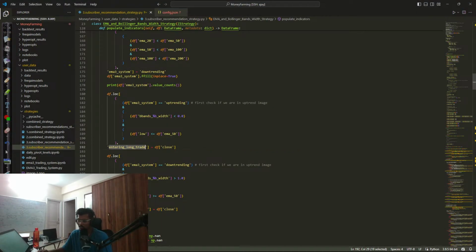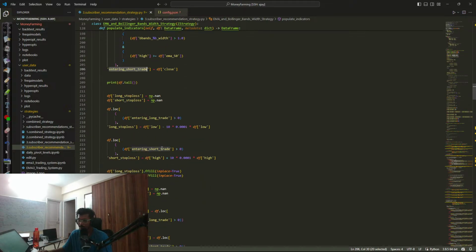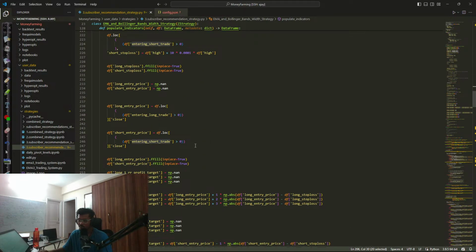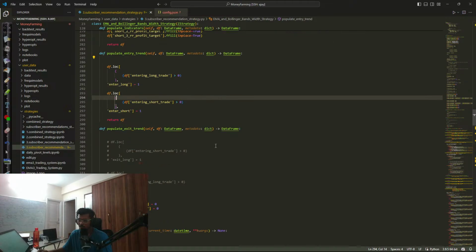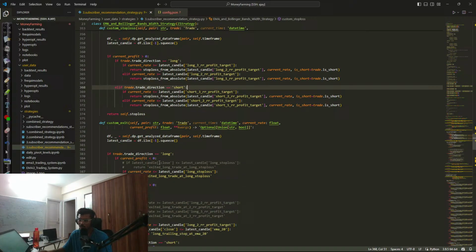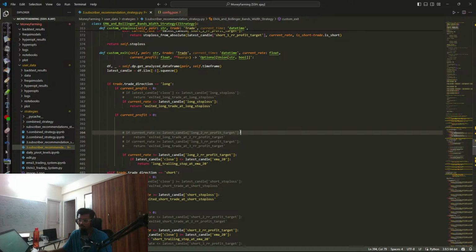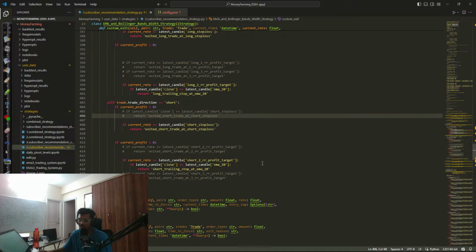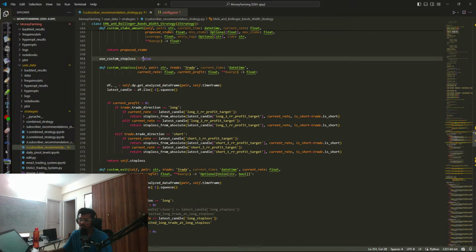So we had long, short here. Okay, so long entry, short entry, and my stop loss is a custom stop loss. It's like current rate is greater than this in the long. Yeah, okay, it's like a trailing stop loss. Custom exit is like this. Okay, let's test this.